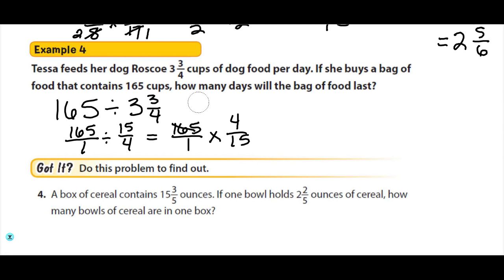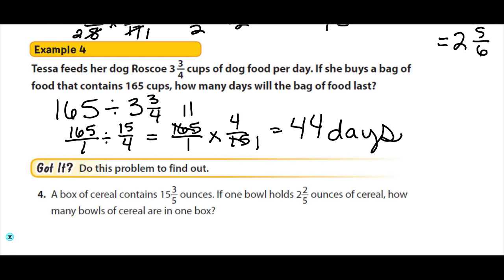There we go. All right, so we should have 165 over 1, and then we should have 4 over 15. So 15 goes into 165 11 times, which makes more sense. Then that goes in 1 time there. Okay, that makes more sense. And then that's going to give us 44 days. All right. My bad. Sorry. Again, I said I make mistakes here or there. It just happens. I get lost in all the numbers. All right, so 44 days the food will last.